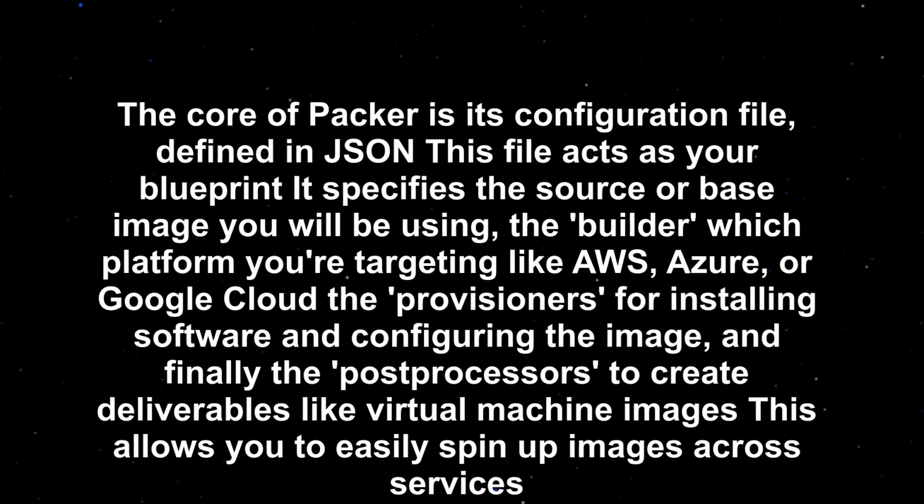The core of Packer is its configuration file. Defined in JSON, this file acts as your blueprint. It specifies the source or base image you will be using to build, or which platform you're targeting, like Azure or Google Cloud, the provisioners for installing software and configuring the image. And finally, the post-processors create deliverables like virtual machine images. This allows you to easily spin up images across services.